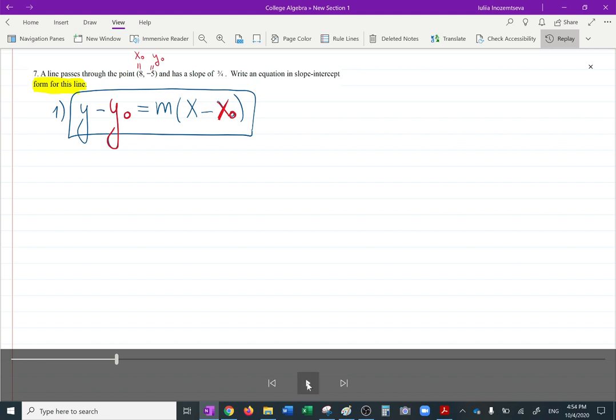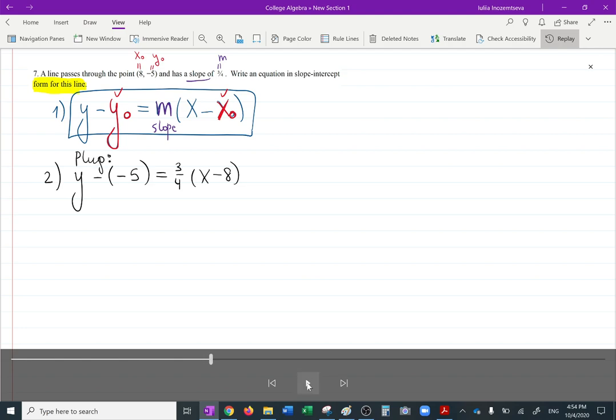Then what is m? M is slope. Slope is exactly 3/4. So we can write down that m equals 3/4. Everything is given here: y sub 0, m, and x sub 0. Step 2, plug everything in. Y minus (-5) equals 3/4 times x minus 8. Just plug, that's my second step.